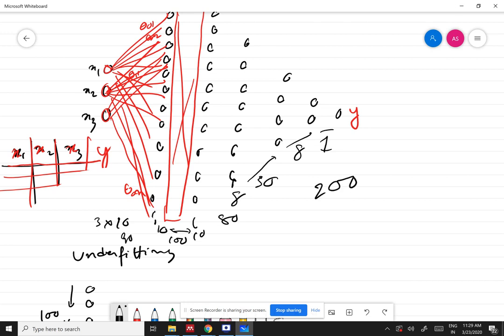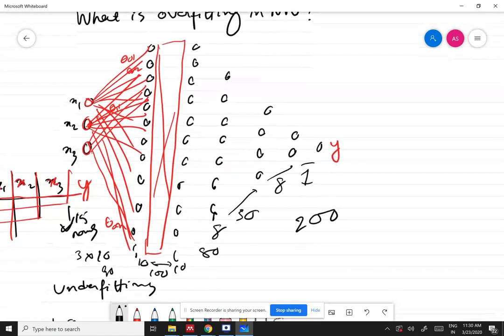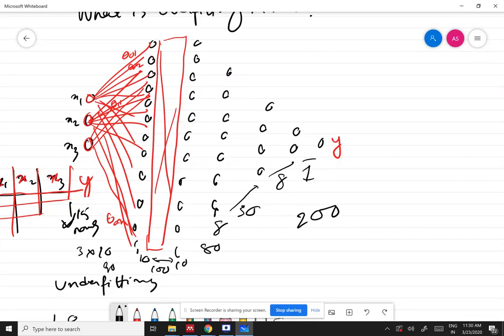So 200 unknown variables have to be trained, and suppose we just have 15 rows. It is very apparent that 15 rows are not sufficient to train so many parameters, these weights or theta matrices or theta values. So this should clearly be a case of overfitting.